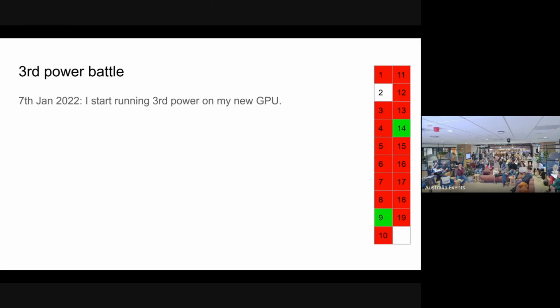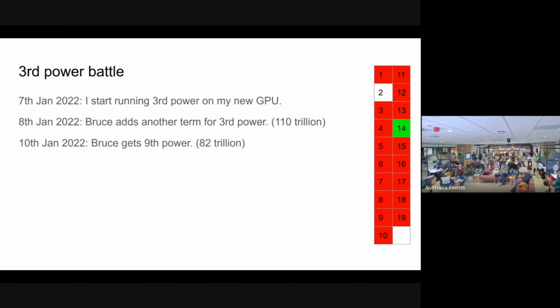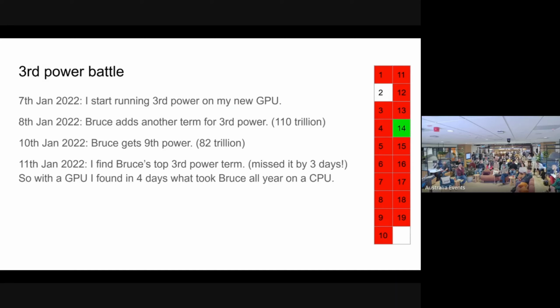So on the 7th of January, I start running the third power on my GPU. 8th of January, Bruce puts a new term for the third power. I'm like, what? Oh, I'm trying to catch you, and you've just put another one in. Okay, so then on the 10th of January, he gets the 9th power off me. So now all I've got is the 14th power. Okay, so he didn't know.